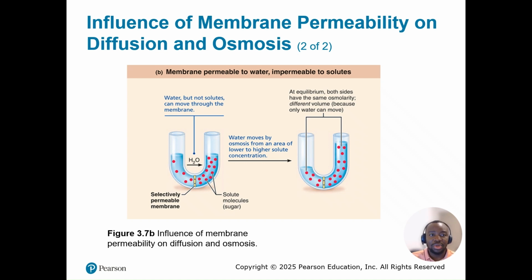So water but not solutes can move through the membrane. Water moves by osmosis from an area of lower solute concentration to an area of higher solute concentration. As a result, both sides have the same osmolarity but different volumes at equilibrium.